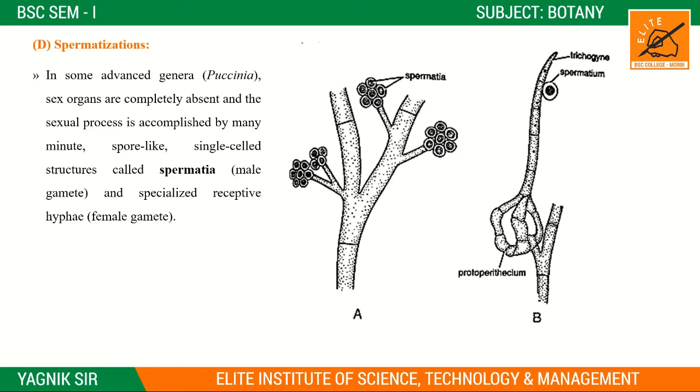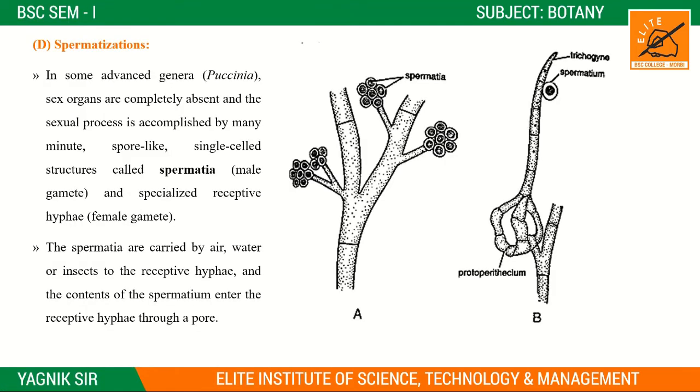Some fungi classes are the lower fungi and the higher fungi, right? So here are two different types of classes. Some advanced genera, and the genus name is Puccinia, right? Here sex organs are completely absent. Here no sex organs, right? The sexual process is accomplished by many minute spore-like single-cell structures. Here no sex organ, but a similar structure, and this structure is a very small, very minute spore-like structure in a single cell. This is called spermatia, right?